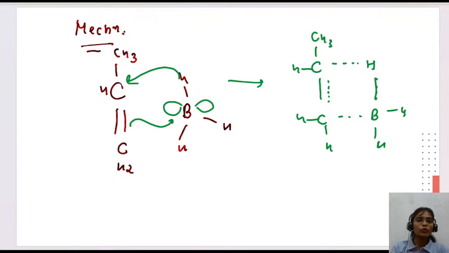Okay, then. So that's why in this case we are going to follow the syn mechanism, that both the B and H are attacking from the same side. Okay, let's see what is actually going to happen. After this, what is the final product we are getting?